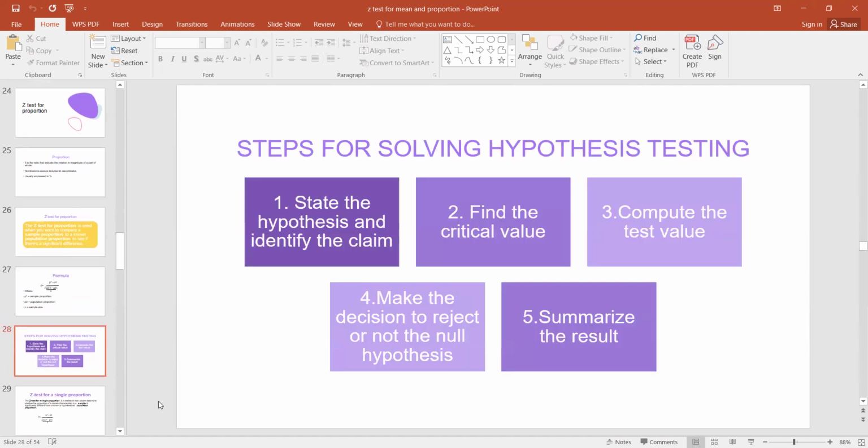These are the steps for solving the hypothesis tests. Step 1, state the hypothesis and identify the claim. Step 2, find the critical value. Step 3, compute the test value. Step 4, make the decision to reject or not reject the null hypothesis. Step 5, summarize the result.